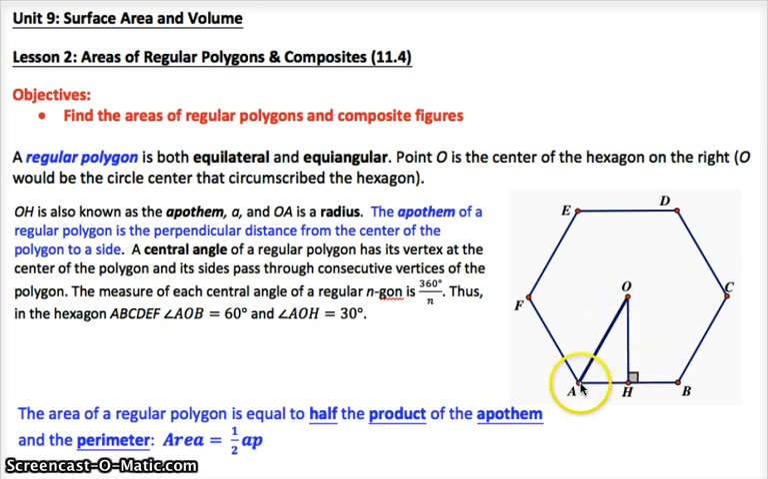So we actually want to chop them up like this. And you can always chop regular polygons into right triangles like this. You take the midpoint of any side, and that will make a right triangle as such.